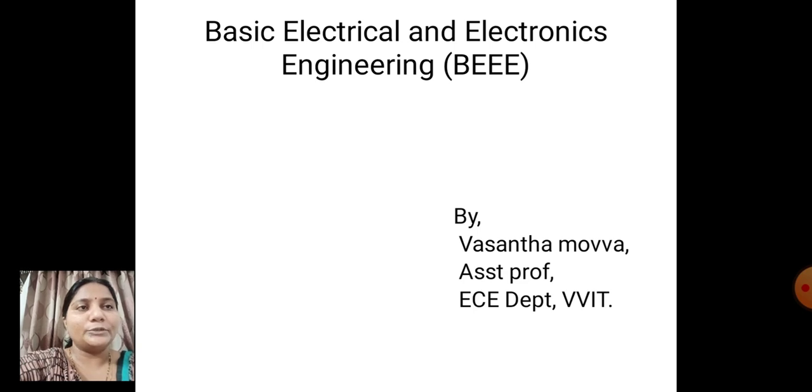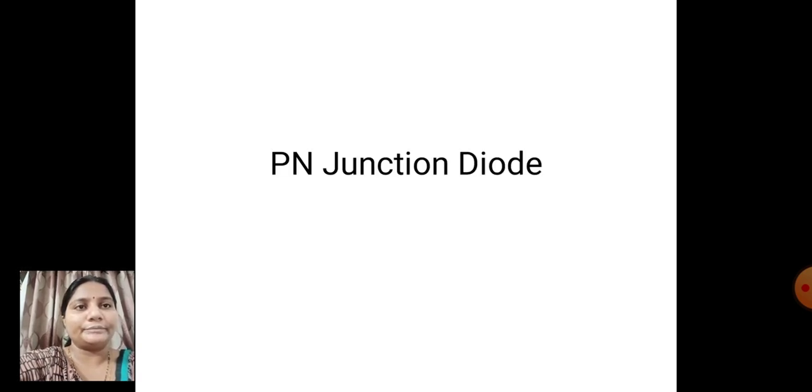Now let's move to the subtopic. Now I am going to discuss about PN junction diode. You already know about p-type semiconducting material and n-type semiconducting material. Now the individual applications for p-type semiconductor and n-type semiconductor are very limited. We are going to join these p-type semiconductor and n-type semiconductor and see what happened.